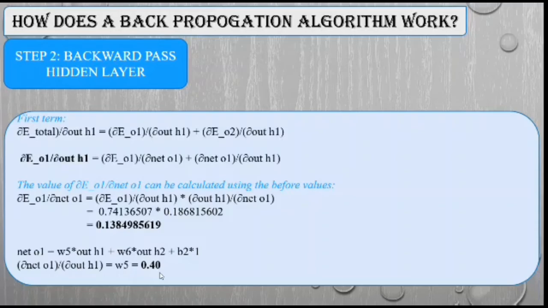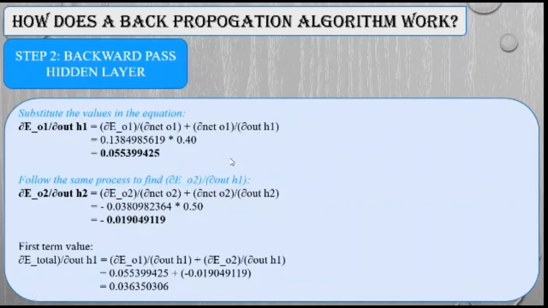So now we have the values of both first and second terms. Now what you do is simply multiply those two values together, and we get the value of partial differentiation of EO1 with respect to out H1 as 0.0553. And we repeat the same process for E2, that is, to calculate the partial differentiation of EO2 with respect to out H2, and we get the value as minus 0.019.